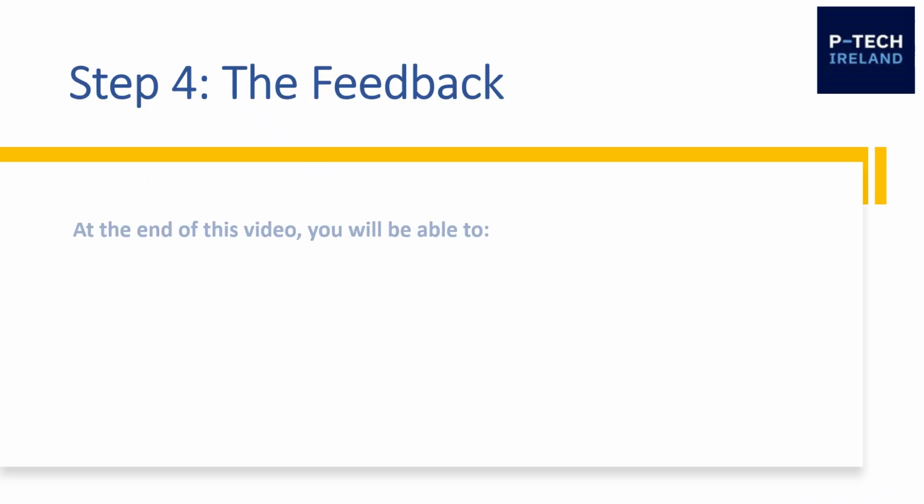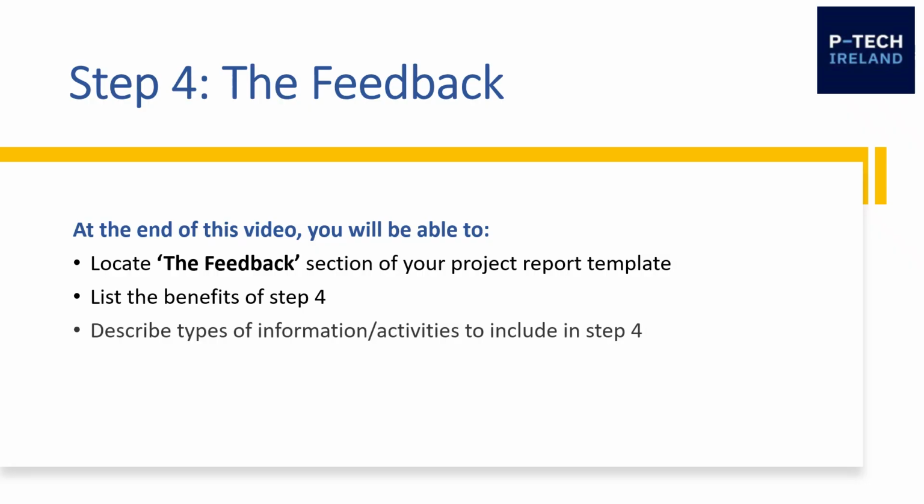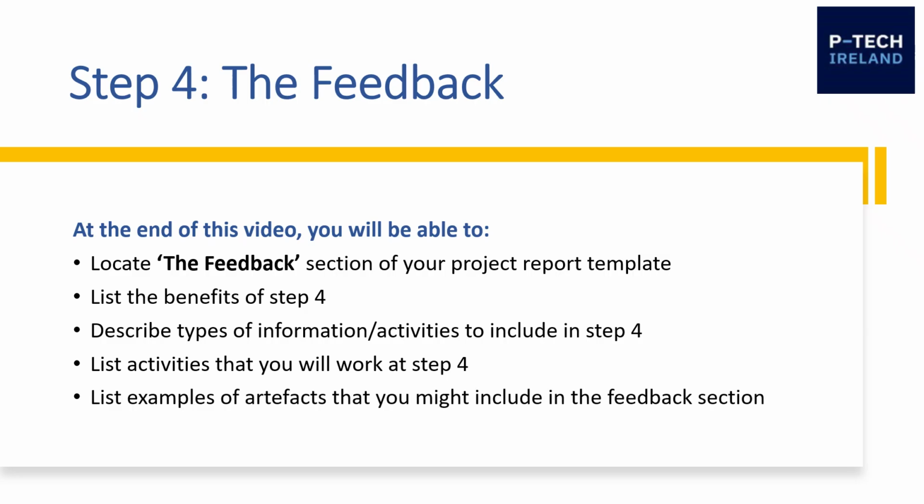So at the end of this video, you'll be able to locate or find the feedback section of your project report template. You'll be able to list the benefits of working through step 4, the feedback stage. You'll be able to describe the different types of information or activities that you should be including in step 4. You'll be able to list some of the activities you'll work on while you're completing the feedback step of your project. And you'll be able to list some examples of artifacts that you might include in the feedback section of your project report.